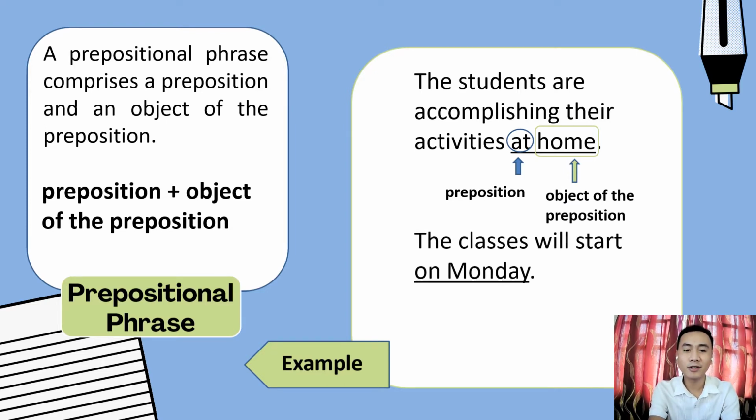Another example, the classes will start on Monday. The underlined phrase is a prepositional phrase because it has the preposition on and the object of the preposition Monday.